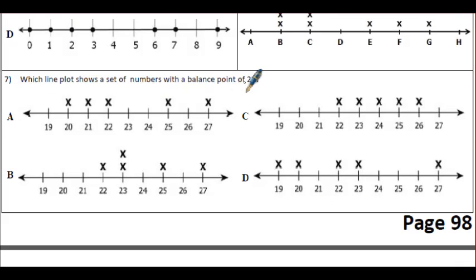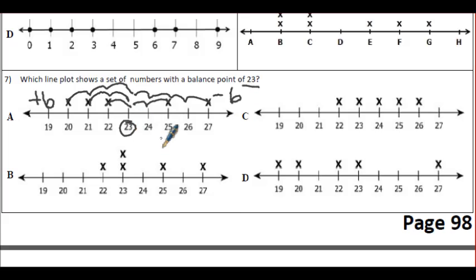Which line plot shows a set of numbers with a balance point of 23? So I want them all to balance on 23. So I'm going to add 1, 2, 3, 4, 5, 6. So if I add 6 to get them to 23, and I have to subtract 1, 2, 3, 4, 5, 6, then it seems like 23 is the balance point of this set of data.